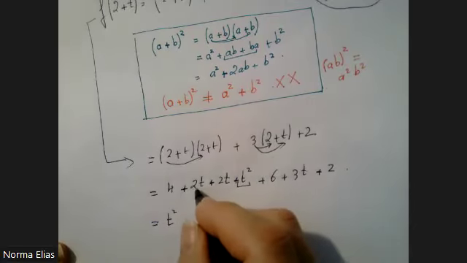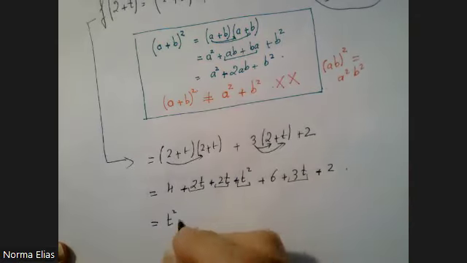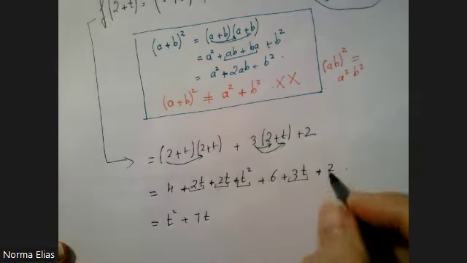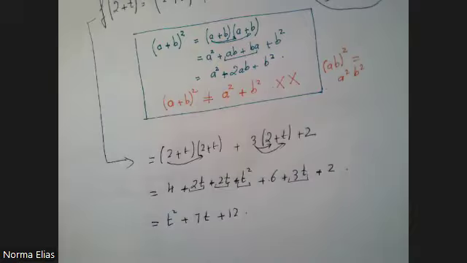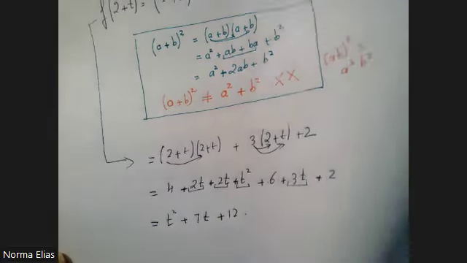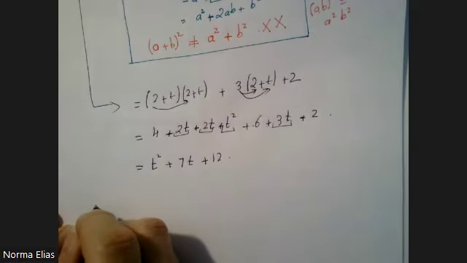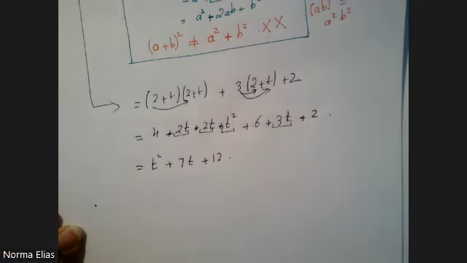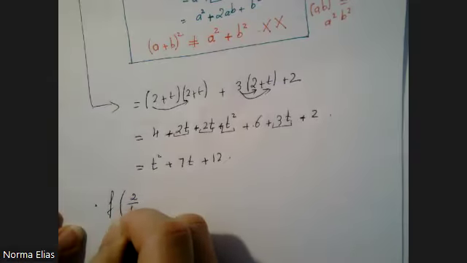T squared, 2t plus 2t is 4t plus 3t, 7t. And 4 plus 6, that's it, 10. 10 plus 2 is equal to 12. End of the problem. So here I'm not asking to solve, I'm just asking to find an expression. All right. Now the following. Again, find an expression for f of 2 over t.